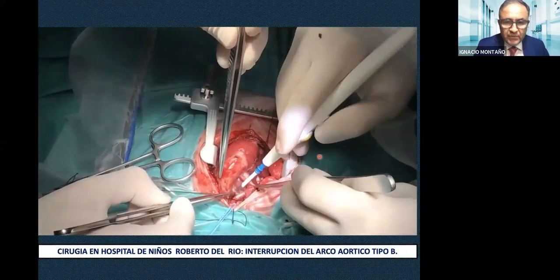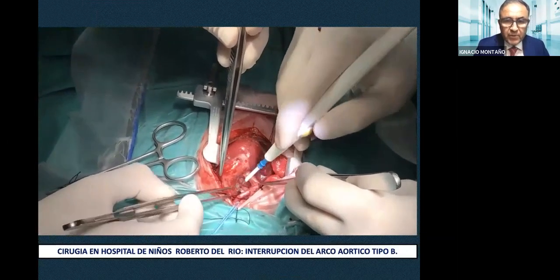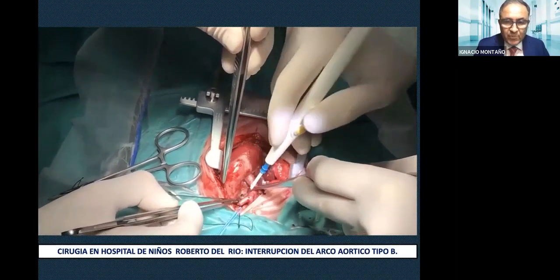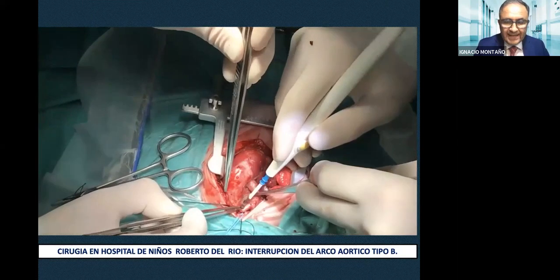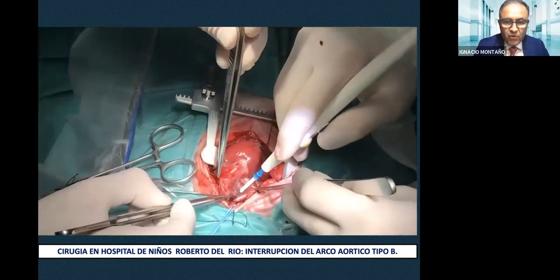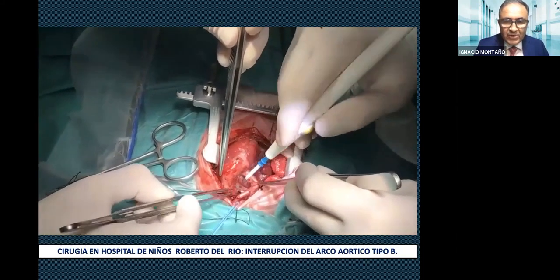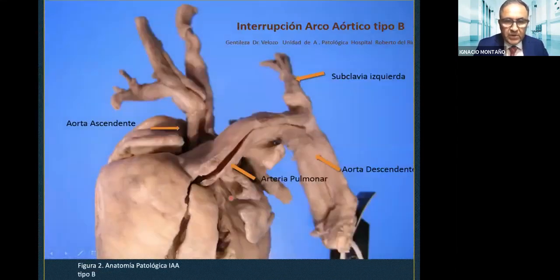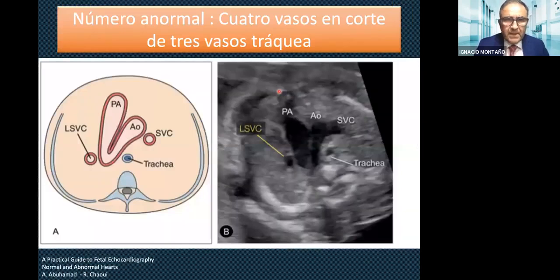This is a surgery for a type B interruption of the aortic arch. Here you can see an interrupted arch, the pulmonary artery well dilated, large in relation to the ascending aorta, which is of smaller diameter, and the interruption between the left carotid and the left subclavian artery. An anatomical specimen of a type B aortic arch interruption. The interruption is between the left carotid artery and the left subclavian artery.